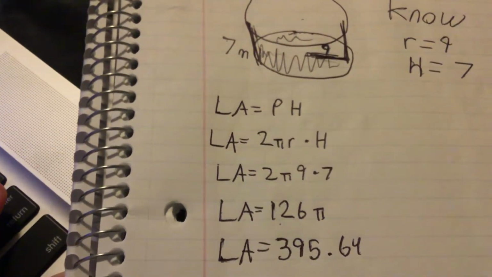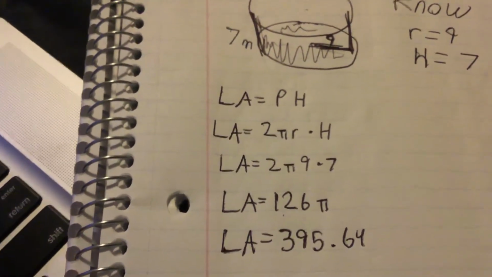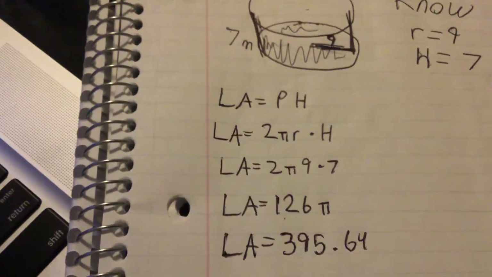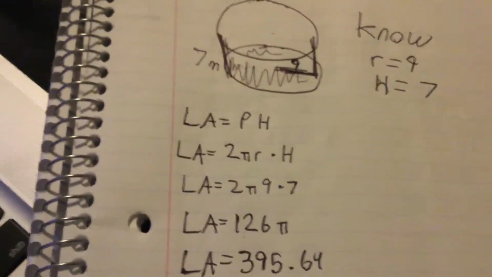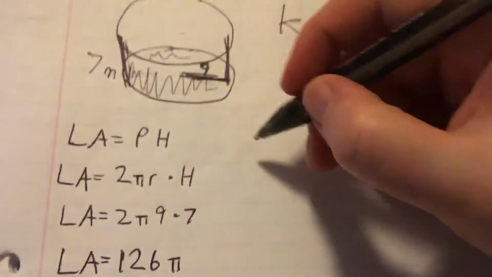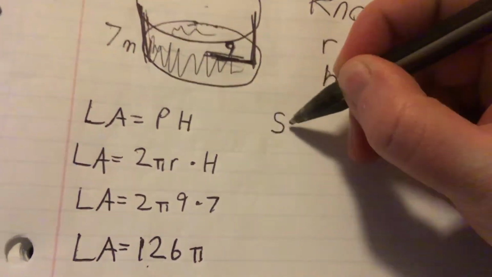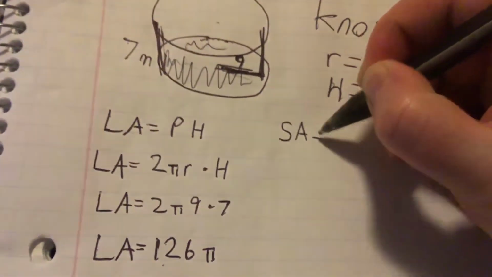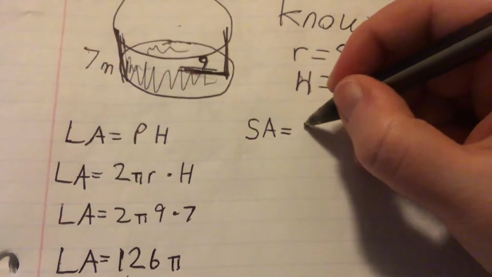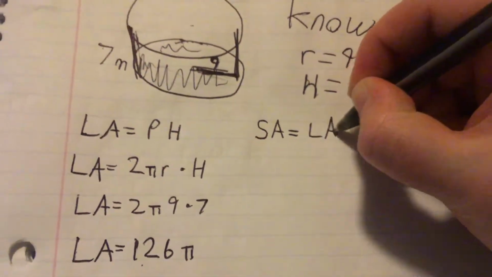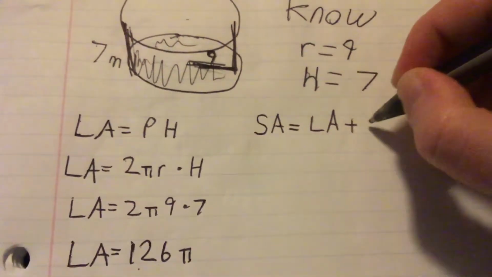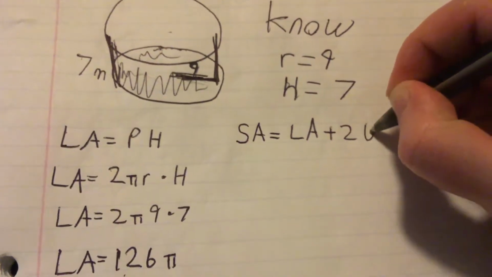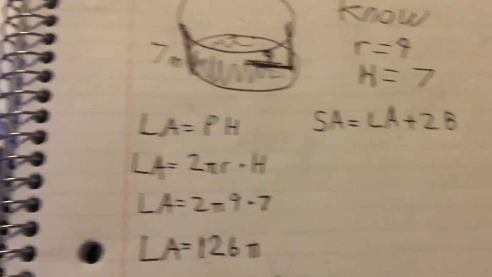I could be wrong. You guys will have to double check on that for me. Okay. Now we're going to move on to surface area. Surface area equals, again, LA plus 2 base.